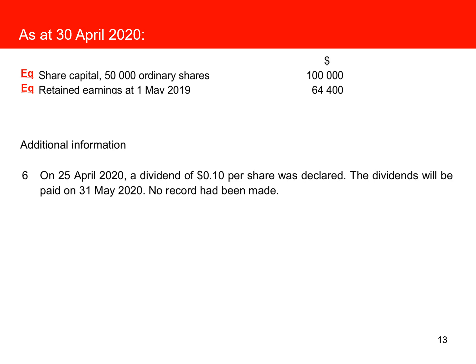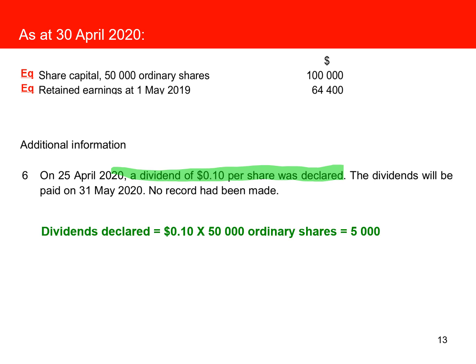Okay, lastly, you have this additional information where they talk about declaring dividends for your company. So they are going to declare a dividend of 10 cents per share. So you need to know how many shares the company has actually issued as of now. It is 50,000 shares. So how do we calculate our dividends? Of course, you will just take 10 cents multiplied by the number of shares.